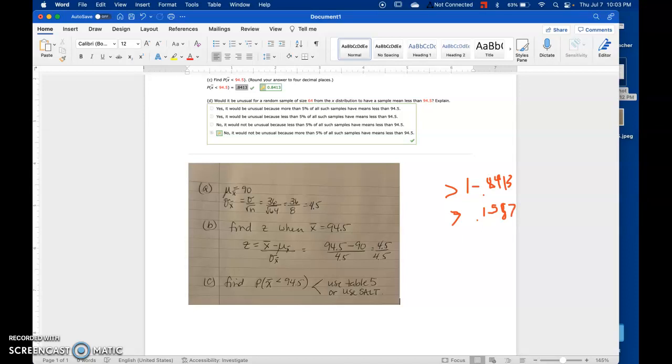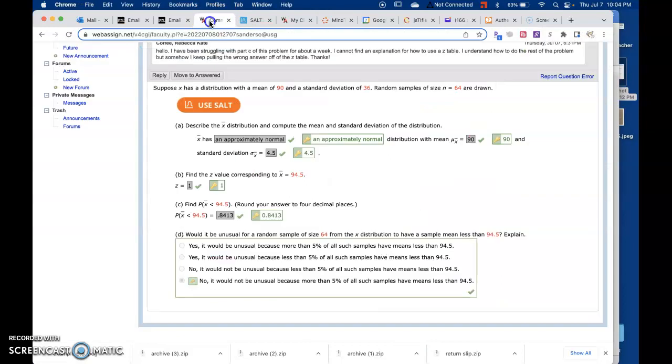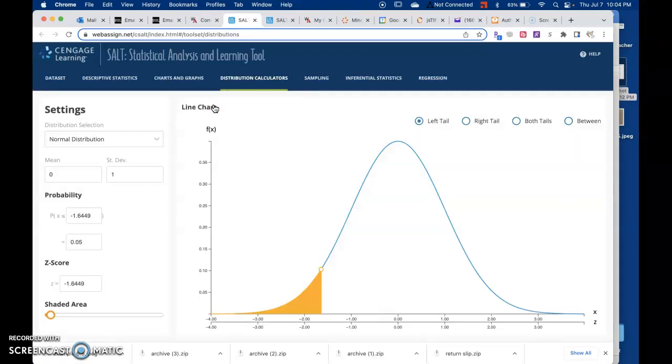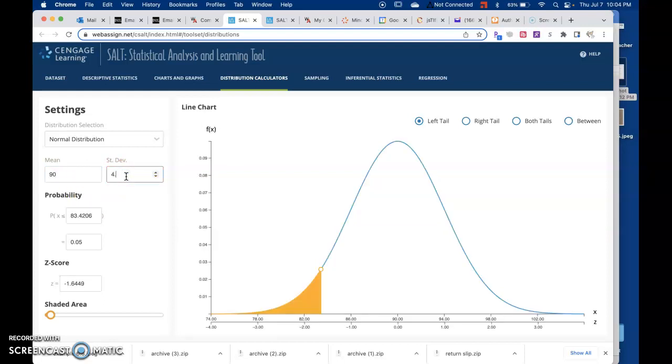Okay, so that's how you work this problem. And one more thing, let me show you how to do this problem using SALT, because if you use SALT, then you don't need to do any of this at all. So if I go back to the problem here, and if I click on use SALT, then all I have to do is put everything in there. It's a normal distribution with a mean of 90. And remember, when we used that formula, we got a standard deviation of 4.5. And we want to know the probability that X bar is less than 94.5.